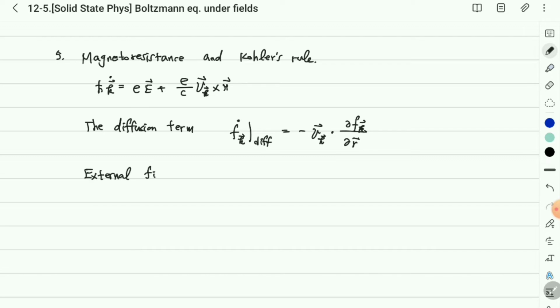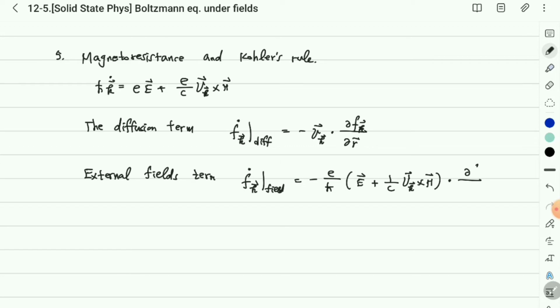And the external field term is minus e over h bar, times E plus 1 over c v_k cross H, dot partial f_k over partial k. This is the field term, and the summation of the diffusion and the field term is the scattering.